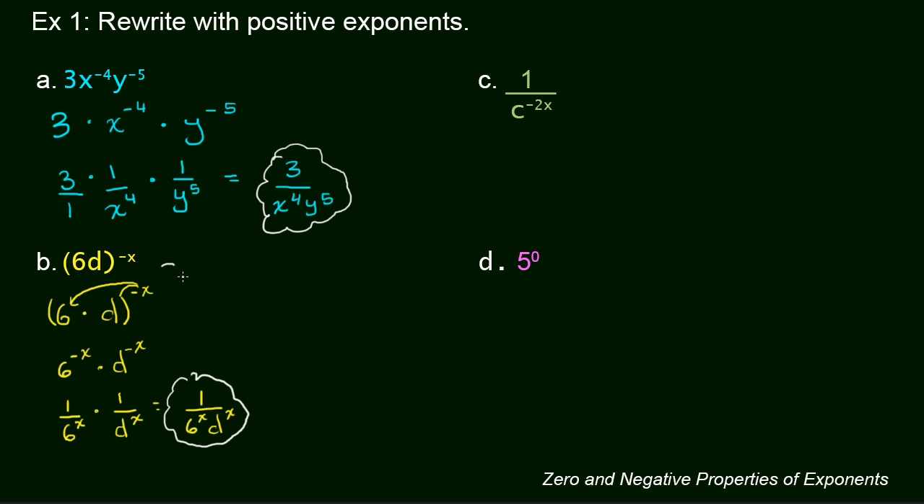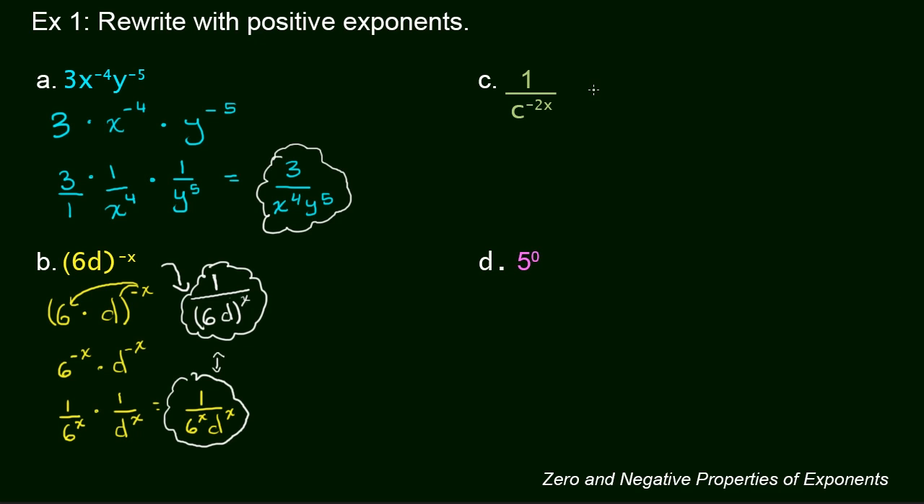Alternatively, I could also recognize that this quantity, 6 times d, the whole thing is raised to the power of negative x. So I could use the same idea that I have to take the reciprocal of this entire expression and just flip the entire expression. So I could also rewrite this as 6d, the whole thing raised to the power of x, which these two expressions are equivalent, so you could have either one of these.